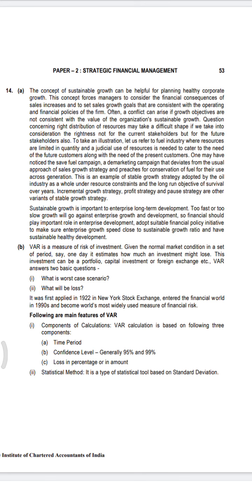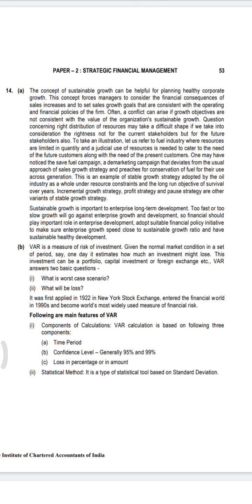Next question is, वैसे ये सस्टेनेबल ग्रोथ एक बार और पढ़ लेते हैं. Sustainable growth is important to enterprise long term development. Too fast or too slow growth will go against enterprise growth and development. So finance should play an important role in enterprise development. Adopt suitable financial policy initiatives to make sure enterprise growth speed is close to the sustainable growth ratio and to have sustainable healthy development.